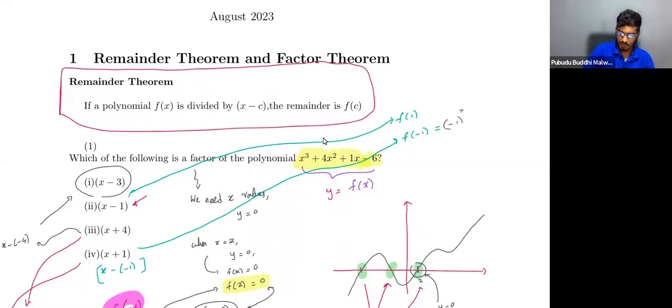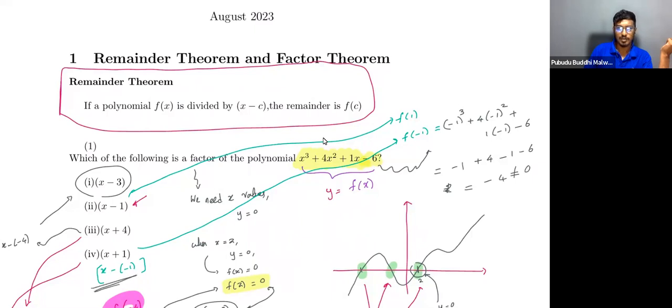Minus 1 to the power of 3, 4 times minus 1 squared plus 1 times minus 1 minus 6. I just replace each x by minus 1. Minus 1 to an odd power: you multiply minus 1 an odd number of times, 3 times. So that's minus 1. Here plus 4 times 1, that's 4. Then here minus 1, minus 6. I think that does not equal 0 again. Yeah, f of minus 1 clearly equals minus 4, not equal to 0. Hence, x minus minus 1 is not a factor.